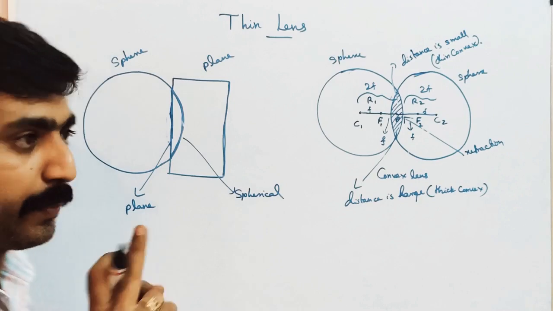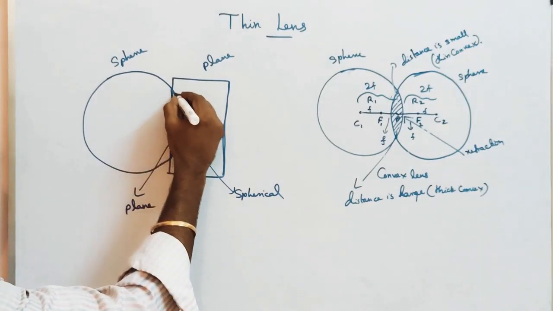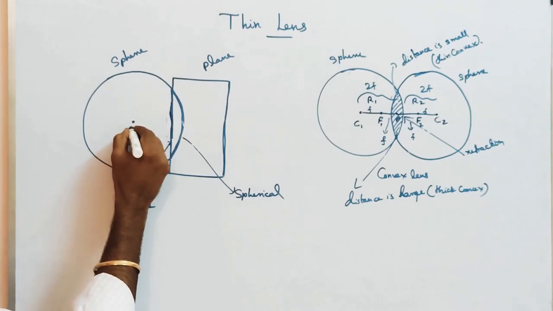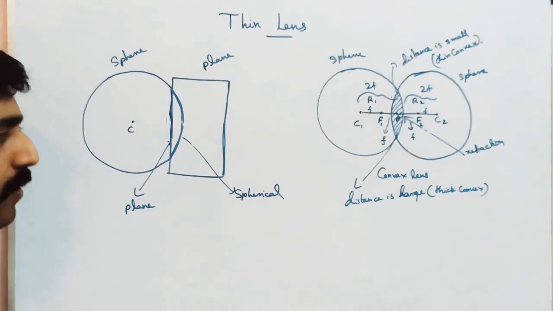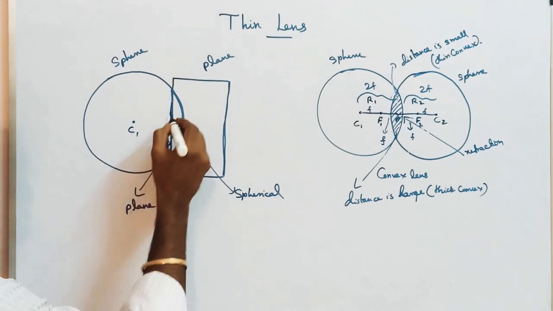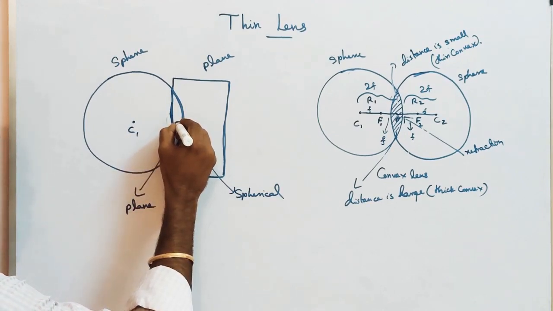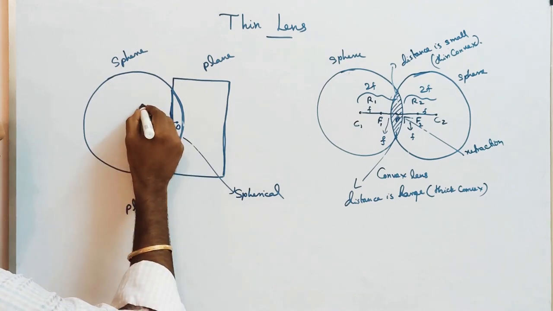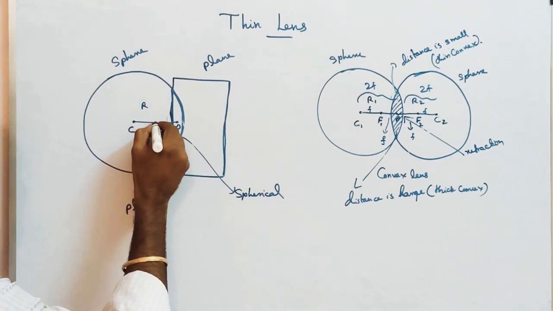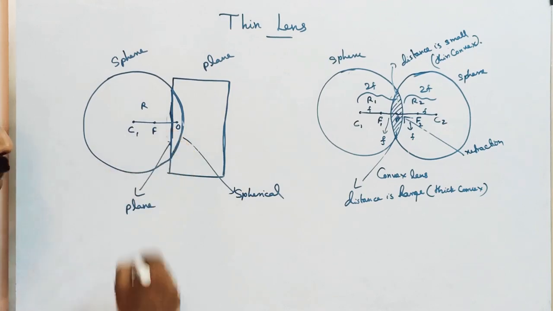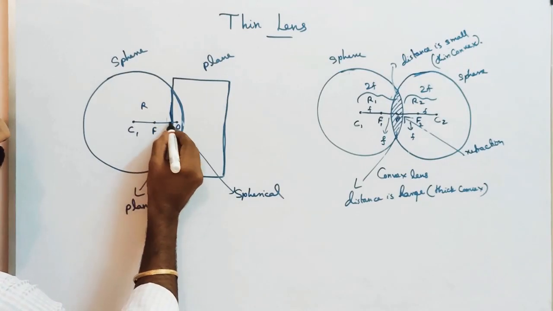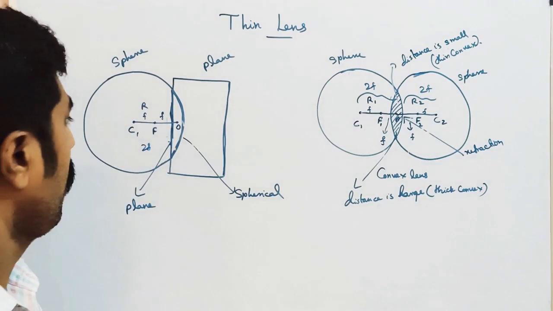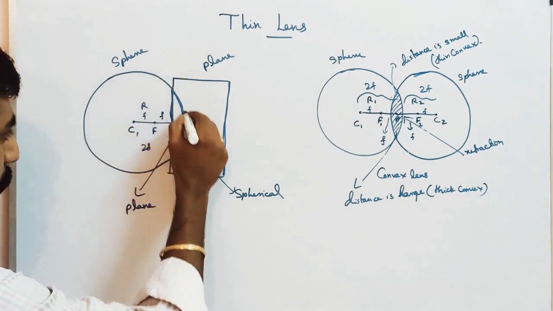For a convex lens, one surface is spherical, so the center of curvature is here. We can take this point as the optical center. The distance between these two points is the radius of curvature. The midpoint is what we call the focus or focal point. The distance between these two points is the focal length, and the total is 2f.